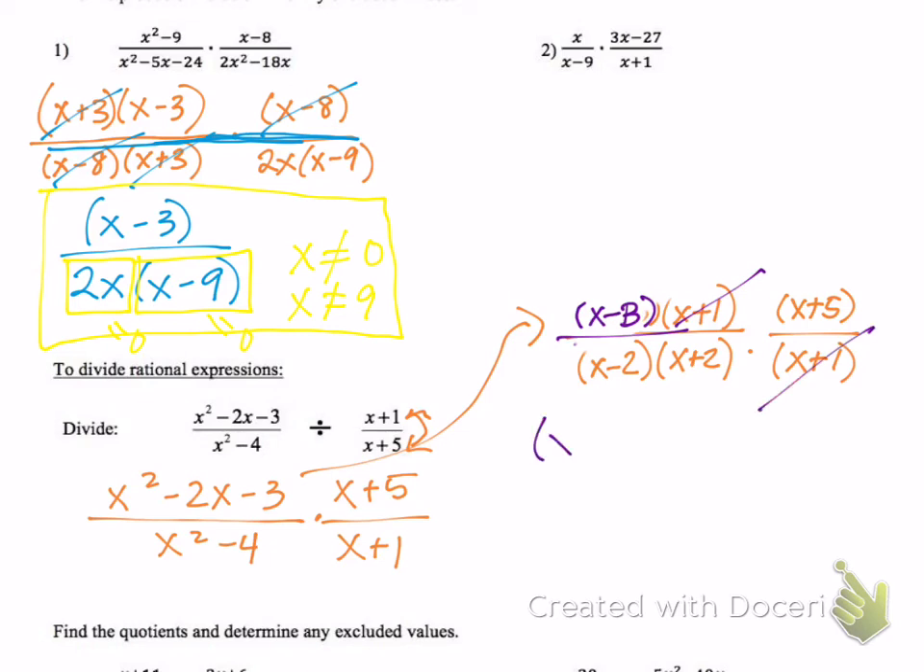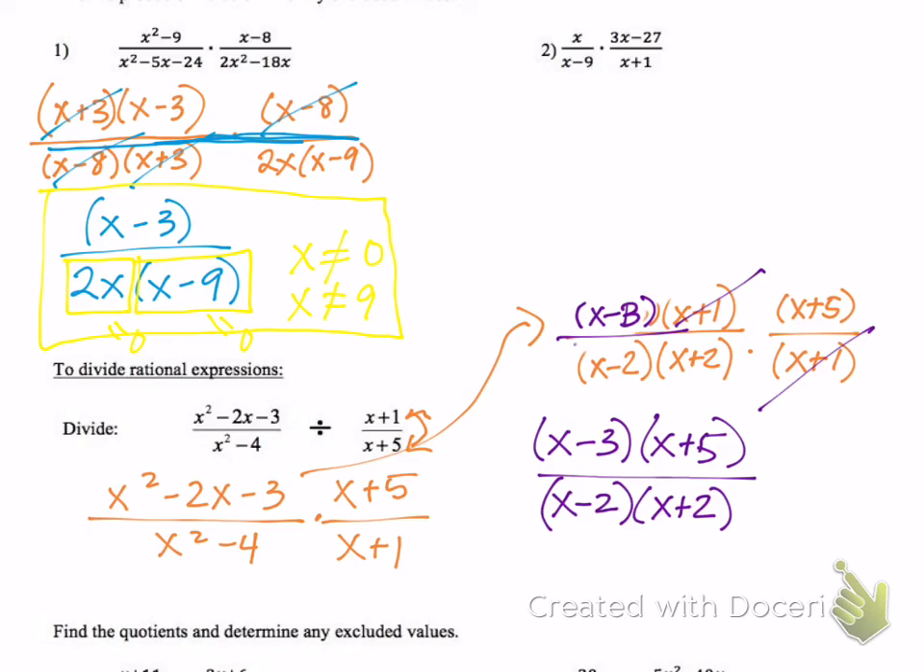So on the top, I'm going to leave it in factored form, x minus 3, x plus 5, over x minus 2, x plus 2. And then my excluded values would be setting x minus 2 and x plus 2 equal to 0. So x cannot equal 2, and x cannot equal negative 2.